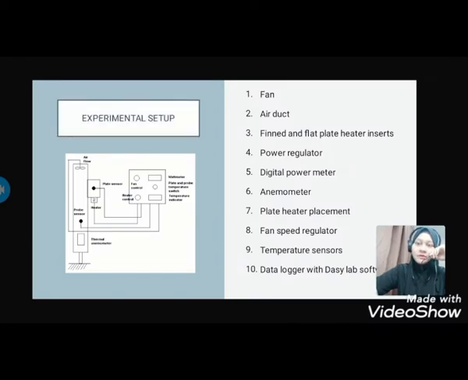So for the experimental setup, we have a fan, air duct, fin and flat plate heater inserts, power regulator, digital power meter, anemometer, plate heater placement, fan speed regulator, temperature sensor, and data logger with DESI lab software.